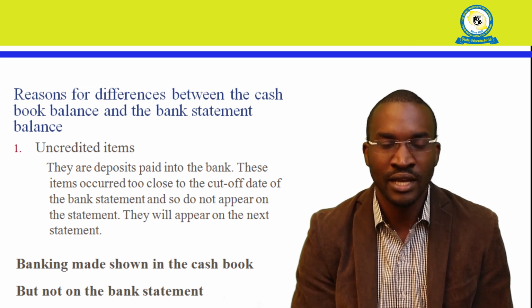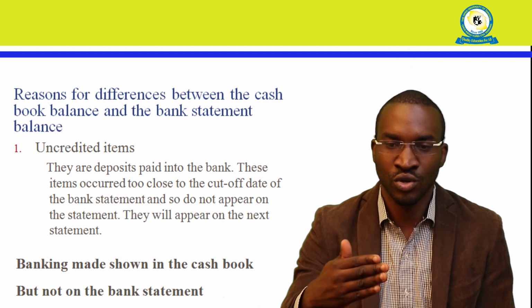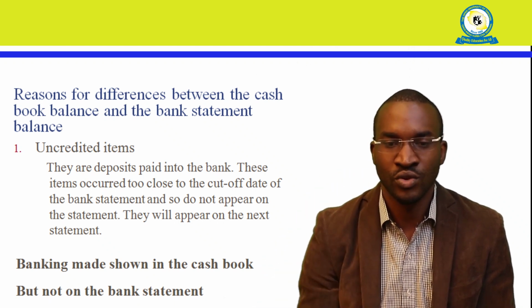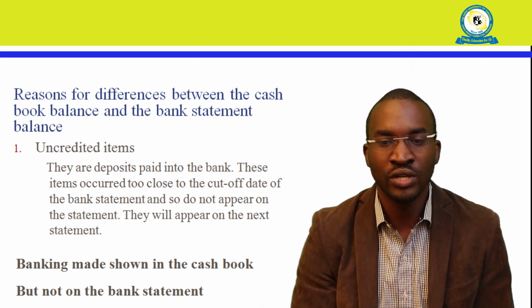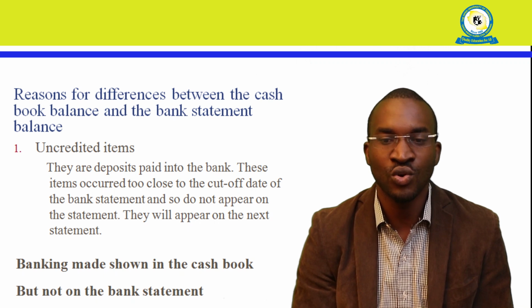For example, an item that has been processed nearly at the end of the month, so you won't be able to see it in the bank statement at the end of this month, but you are going to see it at the beginning of the coming month. So you have banking shown in the cash book but not in the bank statement.